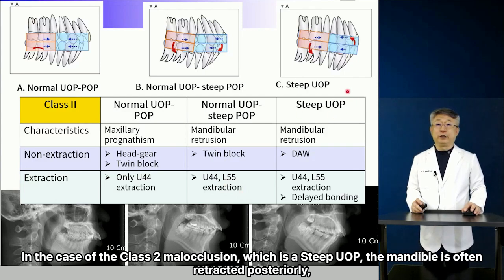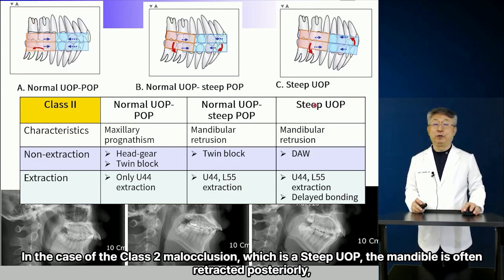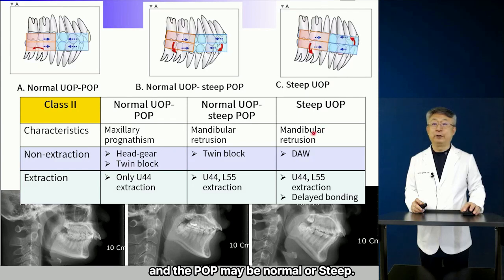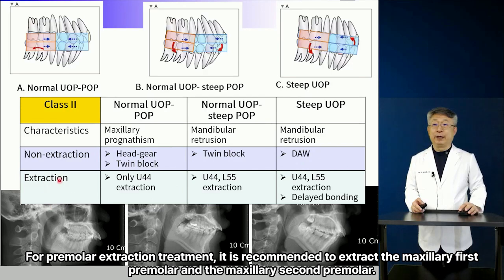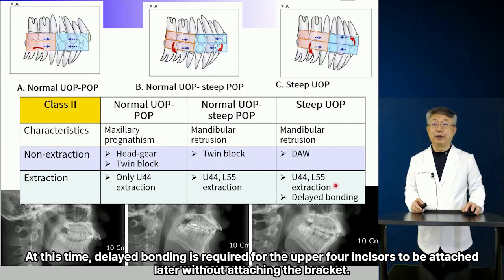In the case of the Class 2 malocclusion, which is a steep UOP, the mandible is often retracted posteriorly, and the POP may be normal or steep. For non-extraction treatment, it is desirable to use a double archwire to intrude the maxillary anterior teeth. For premolar extraction treatment, it is recommended to extract the maxillary first premolar and the maxillary second premolar. At this time, delayed bonding is required, so the upper four incisors are attached later without attaching the bracket.